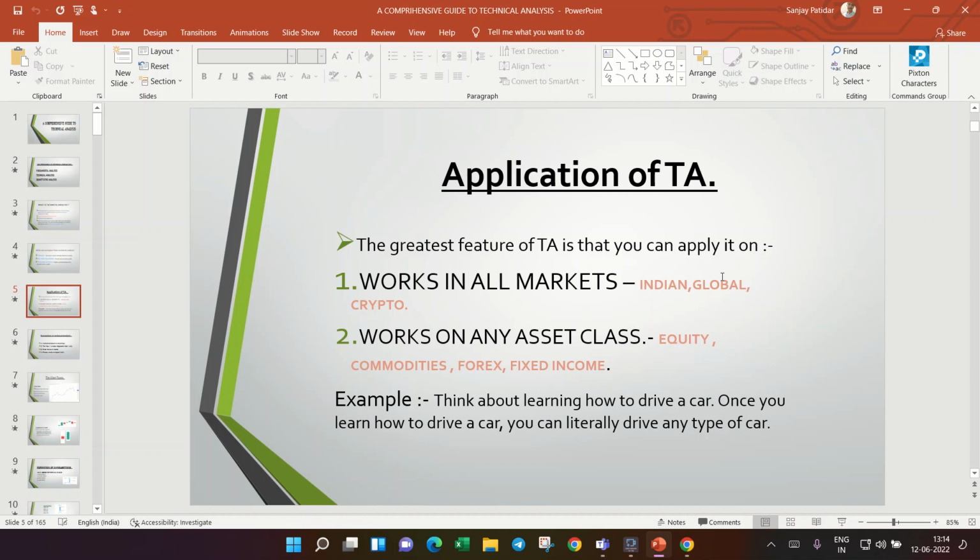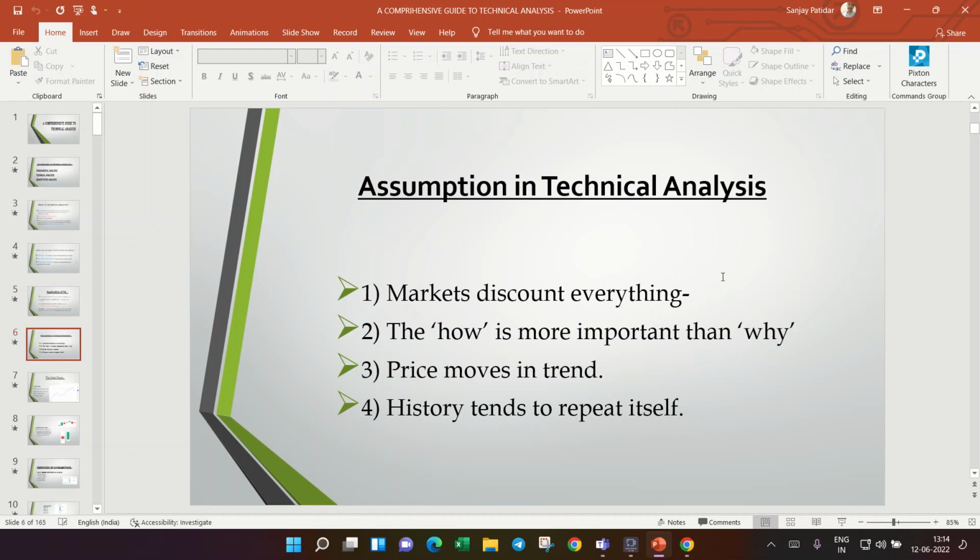Where can you apply the technical analysis? Once you have learned the technical analysis, you can apply it on any market or any asset class. There is no limitation. The technical analysis works similarly on all of the markets, irrespective of the time frame. The technical analysis is similar for 1 minute time frame and for 1 month time frame. So there is no difference. Technical analysis is like learning how to drive a car. When you learn to drive a Maruti 800, then I'm sure you can drive any other car.